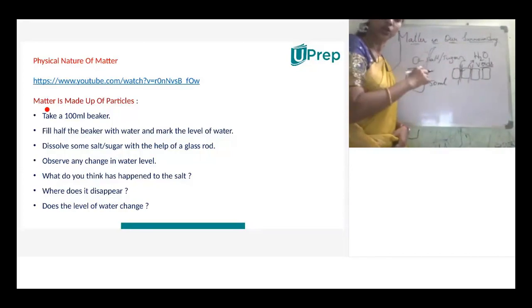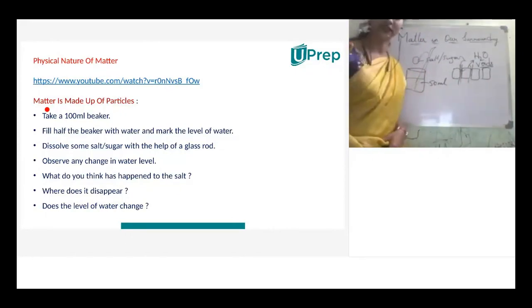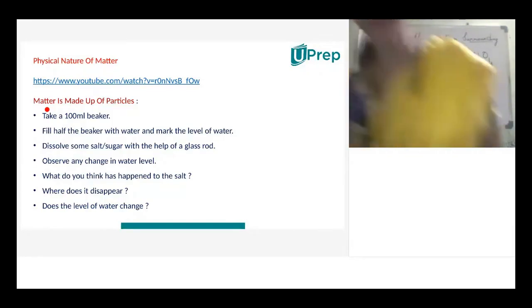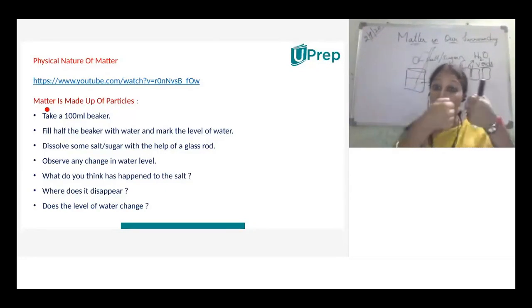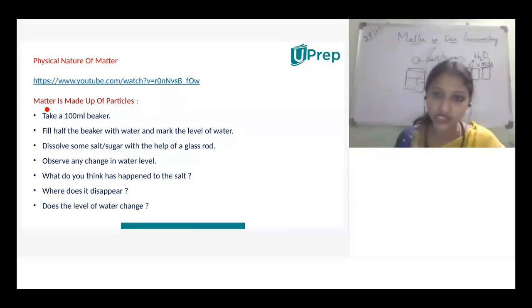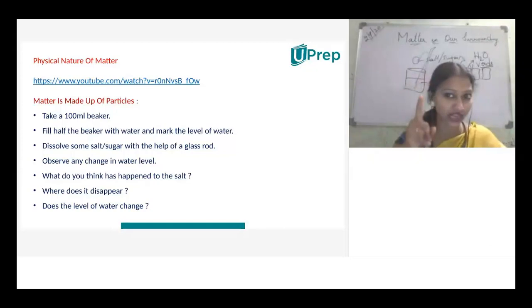These voids are filled by the solute particles, so they completely occupy the spaces between the water molecules. So there is no rise in the level of water in the beaker. Simply we say that the solute is completely dissolved in the solvent. Here the solvent is nothing but water. Does the level of water change? No, there is no change. Why? Because the solute particles occupy the space between the water molecules. I think by saying this you got the recapitulation of the activity.